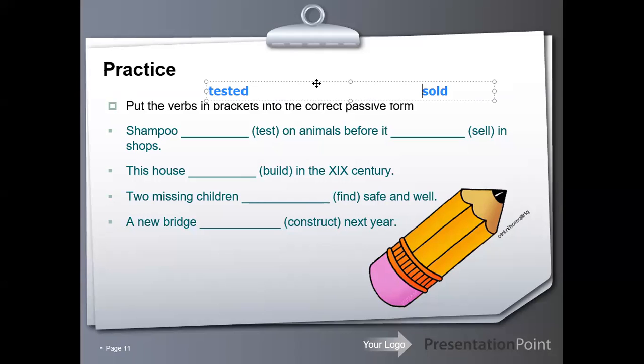O sea que ya casi lo tenemos completo. ¿Qué le hace falta a la oración, people? What are we missing in the sentence? Number three. Excellent. Pretty good. Shampoo. Shampoo what? Is. Was tested. Was. That's in past, right? Was tested on animals before it.